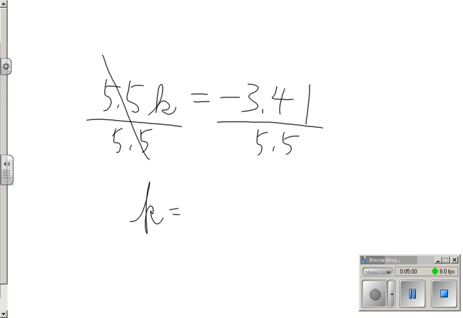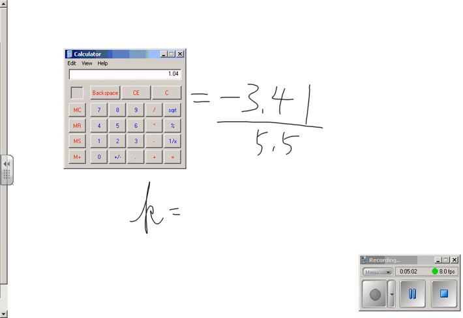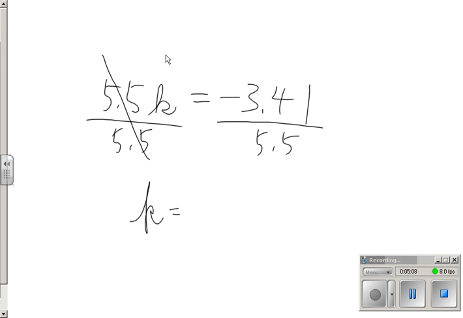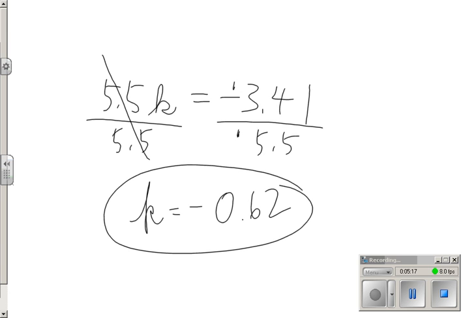3.41 divided by 5.5, no clue. 3.41 divided by 5.5 equals 0.62. Negative divided by a positive is a negative. So my answer is k equals negative 0.62.